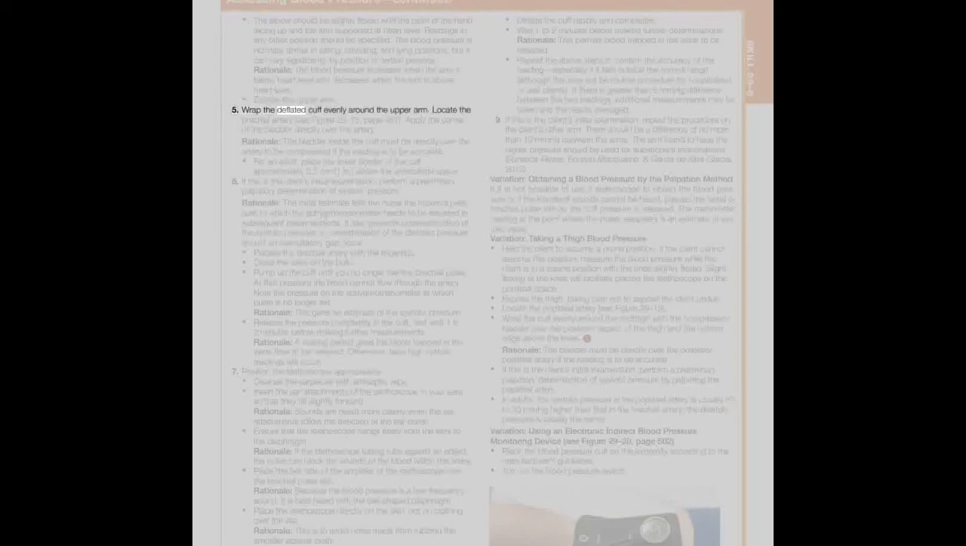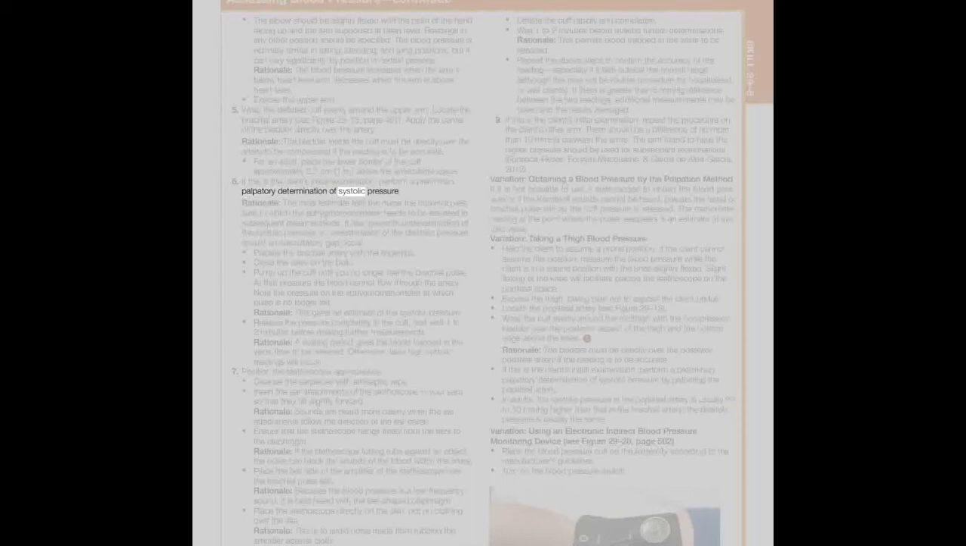5. Wrap the deflated cuff evenly around the upper arm. Locate the brachial artery, see Figure 29-13, page 487. Apply the center of the bladder directly over the artery. Rationale: the bladder inside the cuff must be directly over the artery to be compressed if the reading is to be accurate. For an adult, place the lower border of the cuff approximately 2.5 centimeters (1 inch) above the antecubital space.